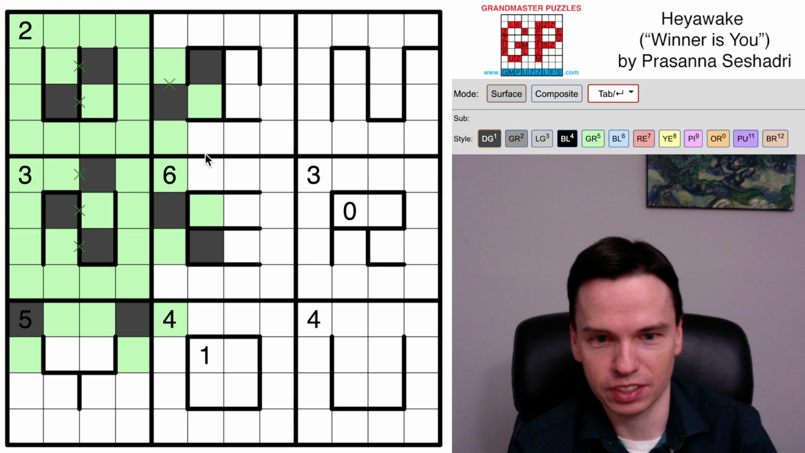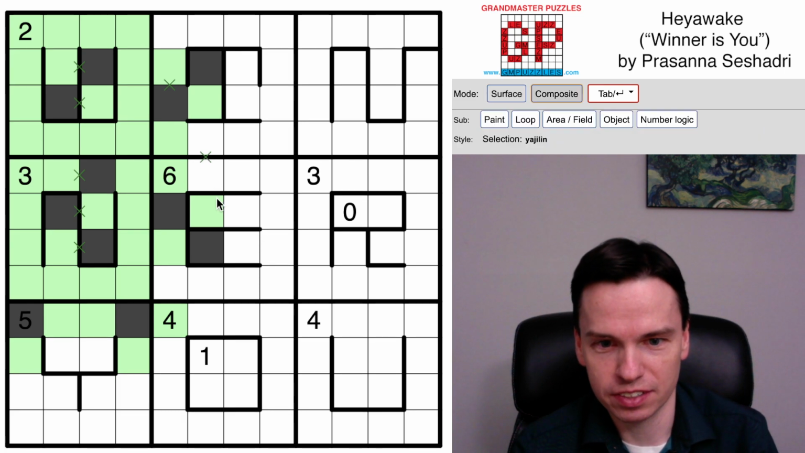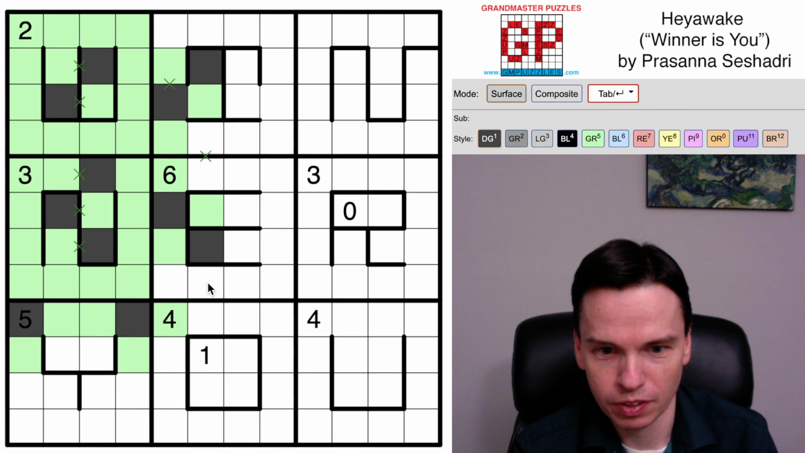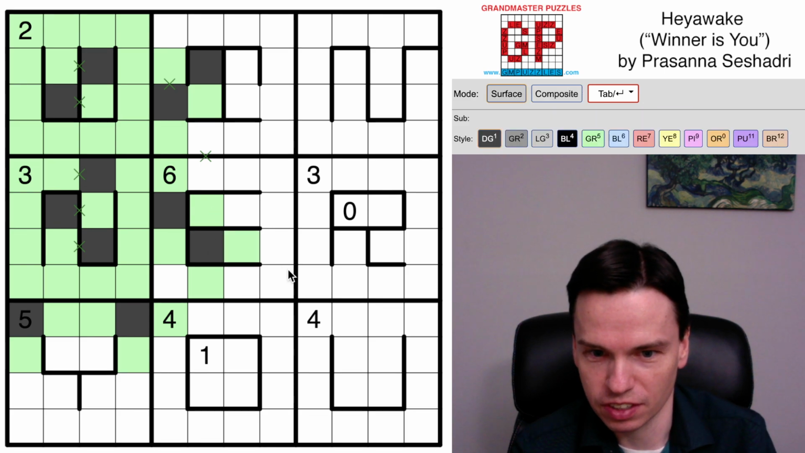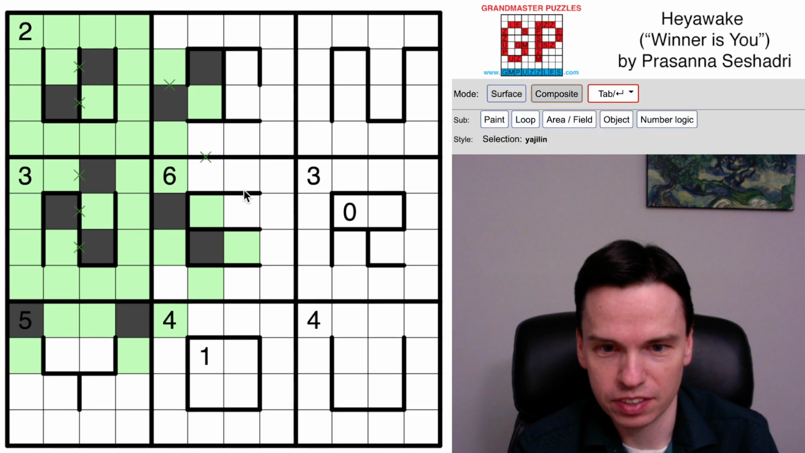Marking this in, looks okay. I actually can't take both of these cells, so I'll mark in an X. This is unshaded, that's okay. I can't take both of these cells. I can't take both of these cells.